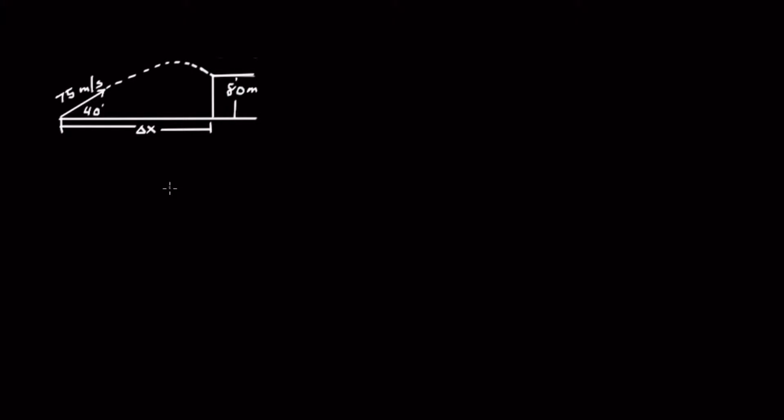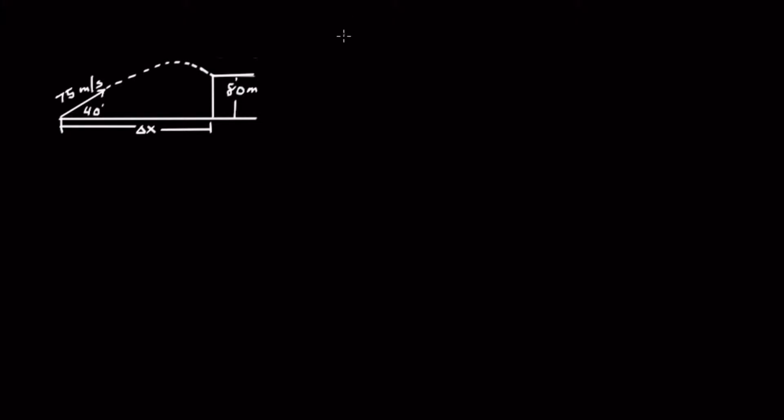So here we're going to go over how to solve projectile motion problems, two-dimensional motion problems, when the object doesn't land at its launch height. So it's launched at an angle and it doesn't land at the same position from which it was launched. So we're going to start this just like we start everything.